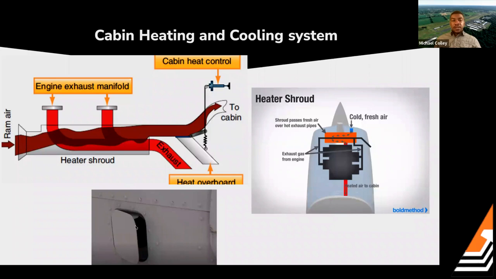And then as far as air conditioning goes, you can open the cabin air, which is right underneath the heater, right? Which opens the door on the side of the aircraft. So if you see that little gap open on the side of the aircraft, just know that the cabin air vent is open on the side, which allows air to pass through, cool air.